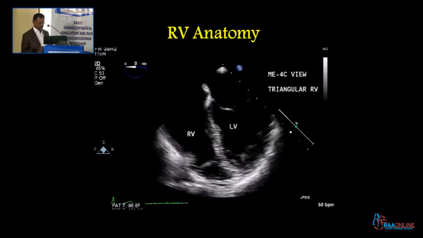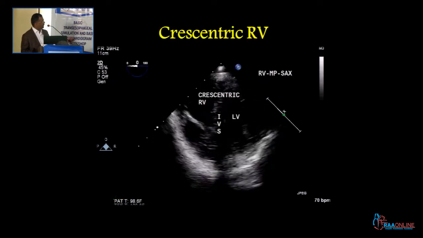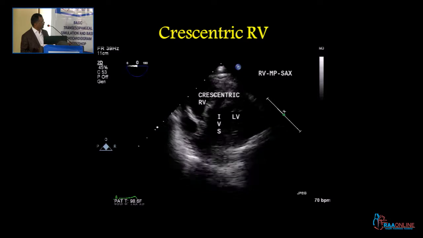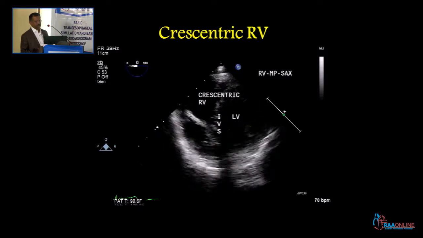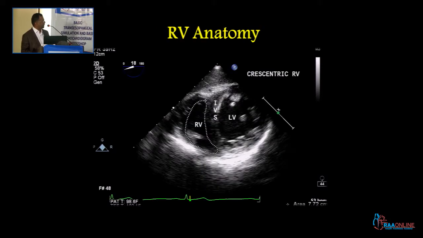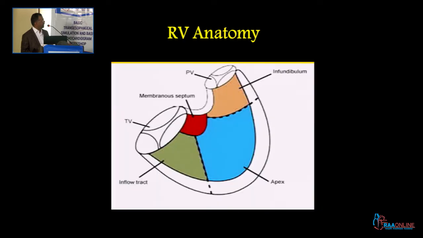The RV is triangular. And when you come to the transgastric view, you find that the RV becomes crescentric. So these are the normal shapes of the RV. So that's a crescentric RV.